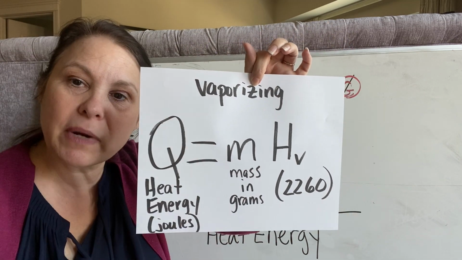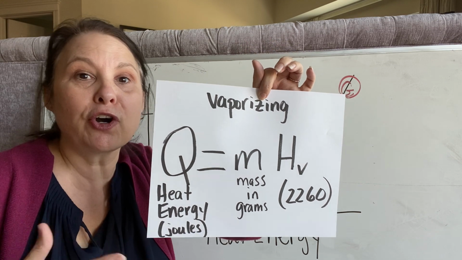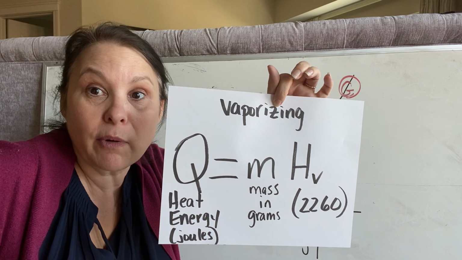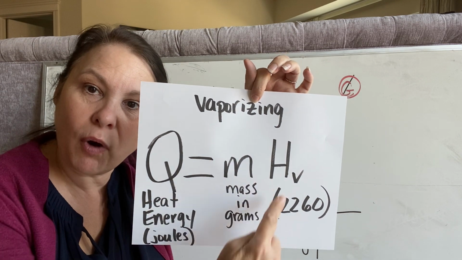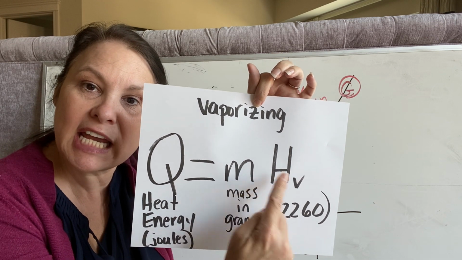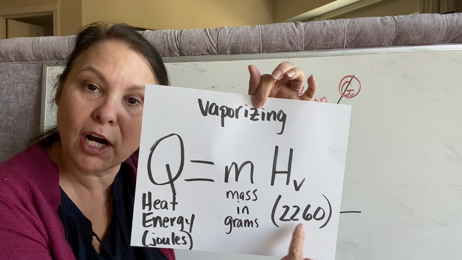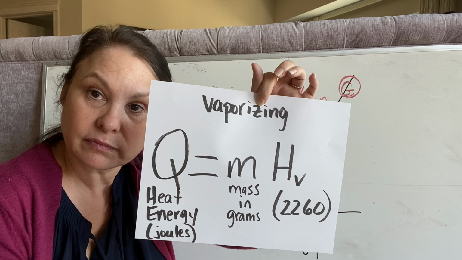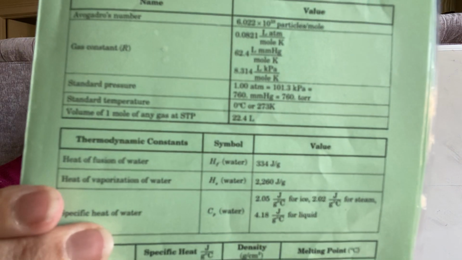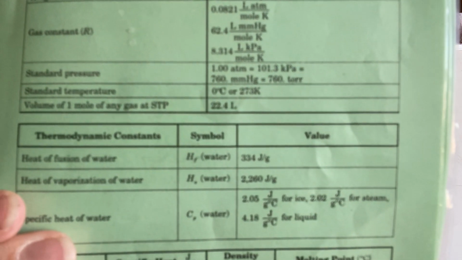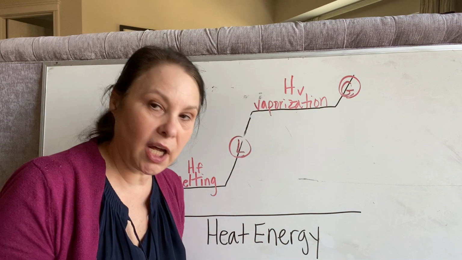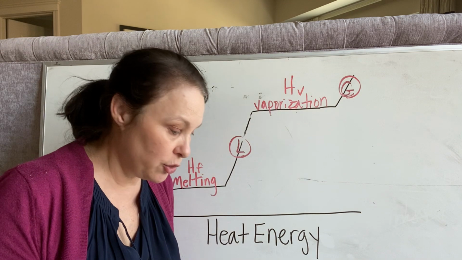So if I want to know how much heat energy it takes to turn some water into steam, which we know it does take heat energy to vaporize water, we're going to take the mass of that water we want to vaporize in grams and times it by the HV, which is heat of vaporization. This is a different number. That's 2260. Again, that number is right there. Heat of vaporization of water, HV, is 2260. So just that simple, you just plug in and solve for the one thing that you want.